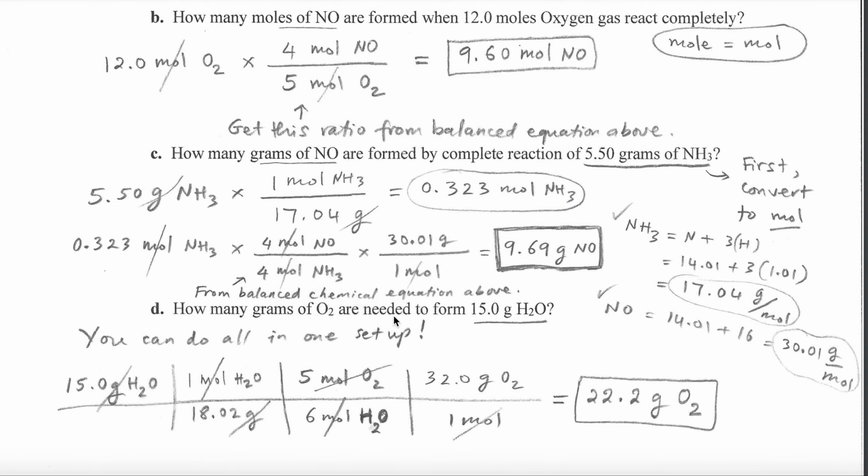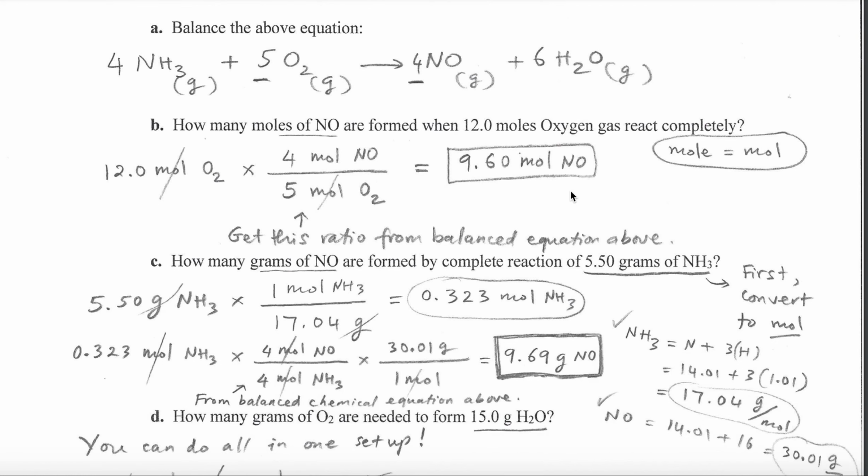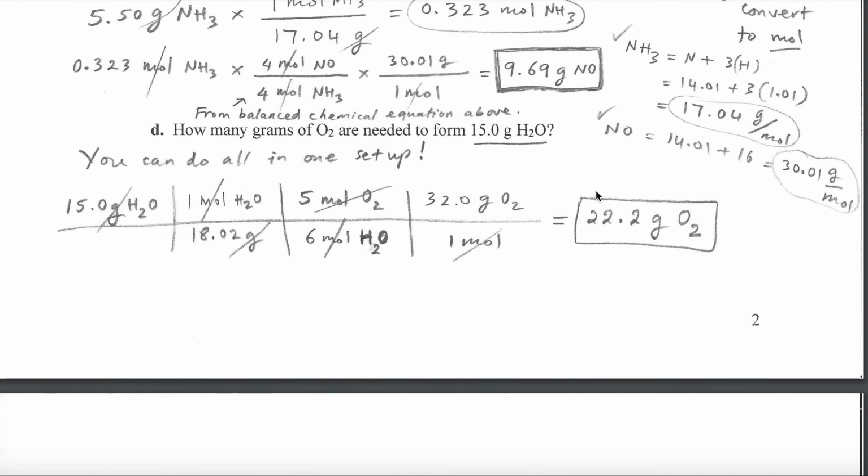Where do we get that? Right here, 5 moles of oxygen over 6 moles of water, from the balanced equation again. And then finally, 32 grams of oxygen over 1 mole. So that way you can cancel out the mole and you end up with 22.2 grams of oxygen.